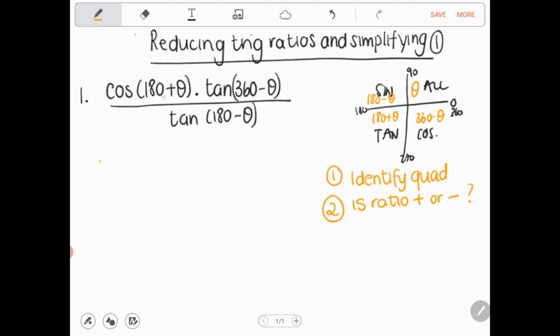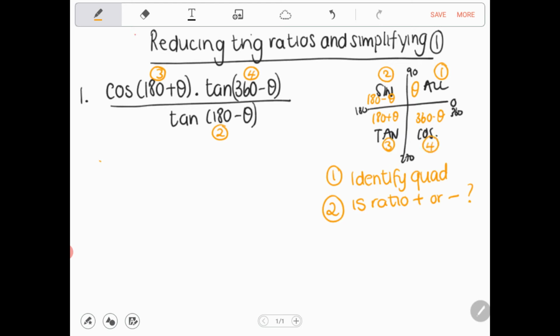And we go and we look at our CAST diagram, which we would remember and write on the side of our page. And we would see, okay, 180 plus theta, there it is in the third quadrant, so this is a third quadrant angle. 360 minus theta in the fourth quadrant, so that's a fourth quadrant angle. And then tan of 180 minus theta, there it is in the second quadrant, so that's a second quadrant angle. Okay, so that's quadrant 1, 2, 3, and 4, which you already know.